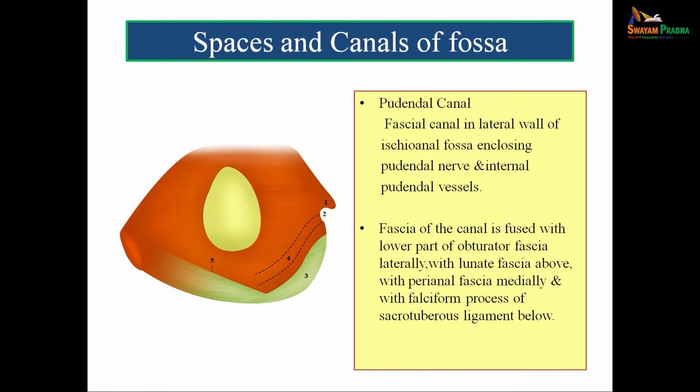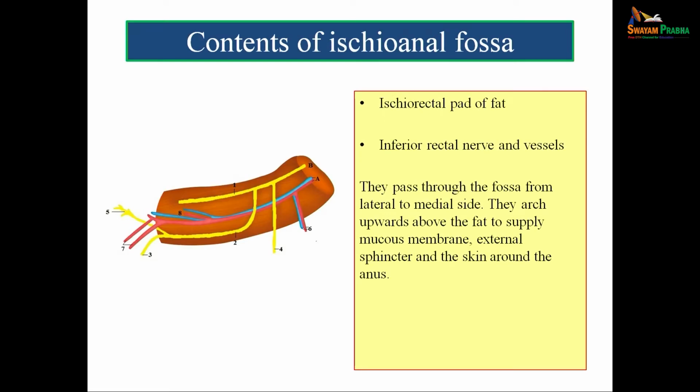Fascia of this canal is fused with the lower part of obturator fascia laterally, with lunate fascia above, with perineal fascia medially, and with falciform process of sacrotuberous ligament below. So 3 here in the diagram represents the ischial tuberosity, while 5 represents the perineal membrane. Now we come to the contents of the ischioanal fossa.